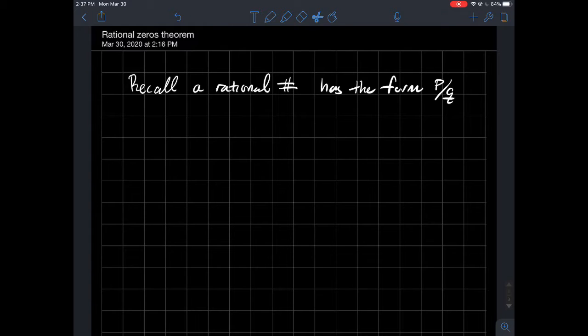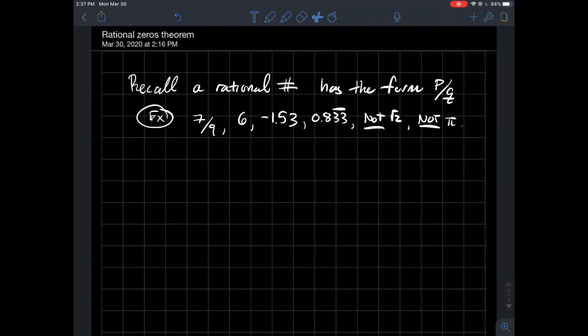This is a video on the rational zeros theorem. So recall a rational number has the form p over q, where p and q are positive or negative whole numbers. To give you a few examples, something like 7/9, negative 1.53, or 0.833 repeating, those are all good rational numbers. So repeating decimals, decimals that stop, whole numbers themselves, or just regular fractions. Something like square root of 2 or pi, those are not rational numbers.